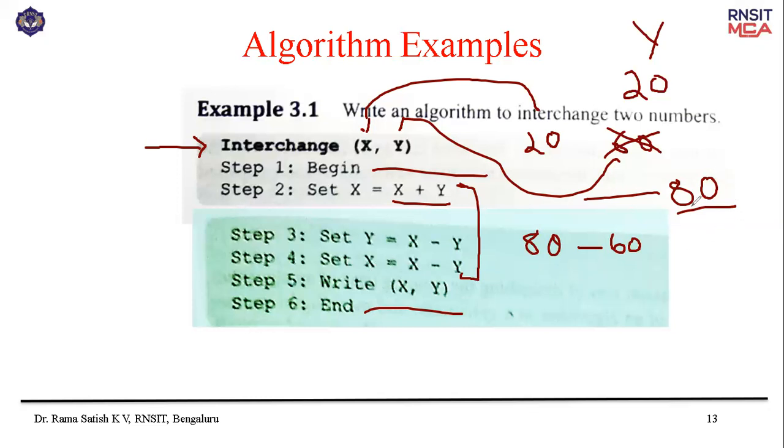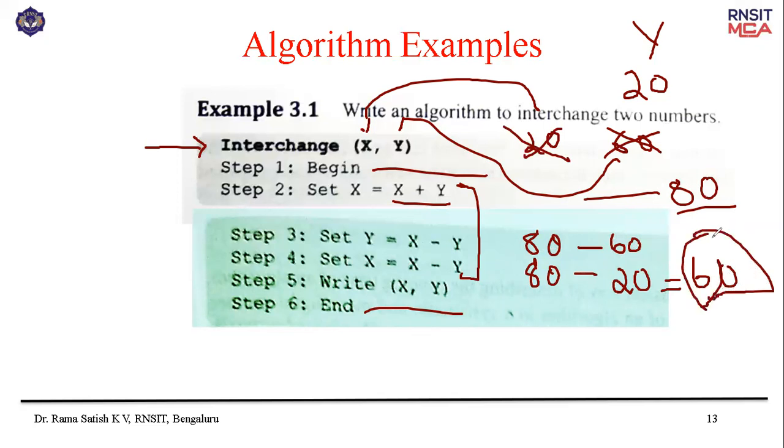We know x is 80, minus y. The y value is how much? 20. So you can certainly write 20. 80 minus 20 is 60. This 60 you are storing back to x. So 20 is gone. In place of 20, 60 is replacing. So your x becomes 60.